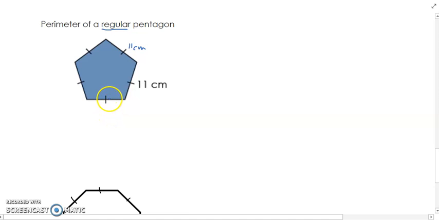How could we do this? We could add 11 5 times, but we know that we have 5 groups of length. So we can just say 5 times L, and we know that L is 11, and 5 times 11 is going to give us 55 centimeters. Nice and easy, don't it? So the perimeter of a regular pentagon is going to be 5 times length. But I want you to think about this for a little bit.